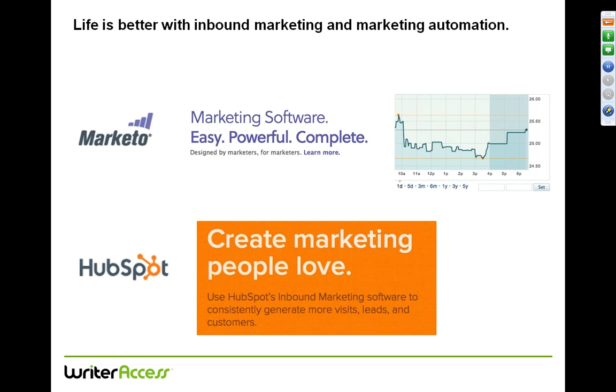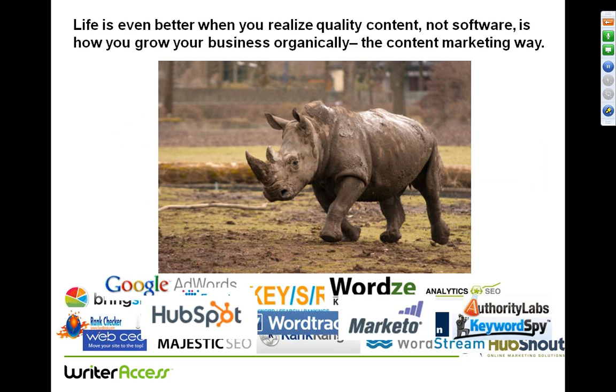Life is certainly better with inbound marketing and marketing automation. Clearly HubSpot and Marketo recently went public, as you probably know, and they're a leading force with marketing automation. HubSpot has captured all of our attention with more assets and value-add insight into what's happening in the marketing world than you could ever imagine. Fantastic job. But life is even better when you realize that quality content, not software, is how you grow your business organically, the content marketing way.